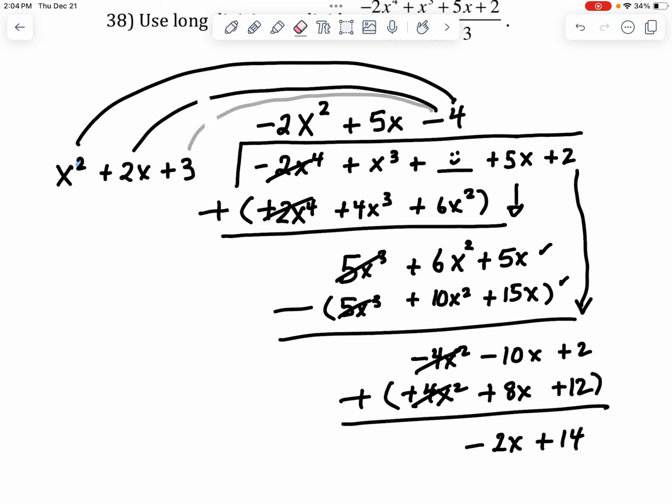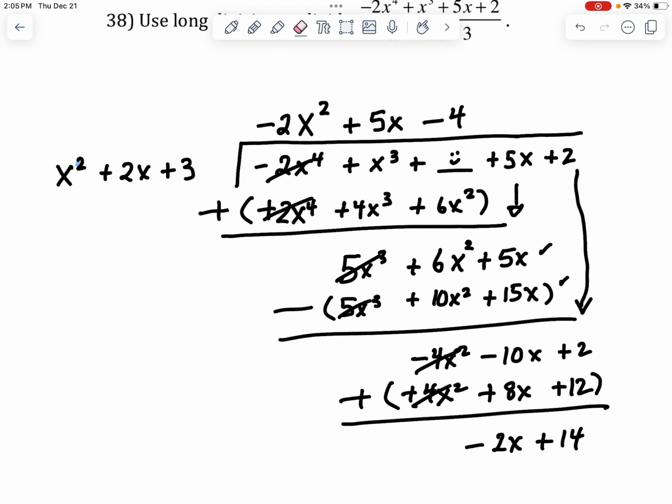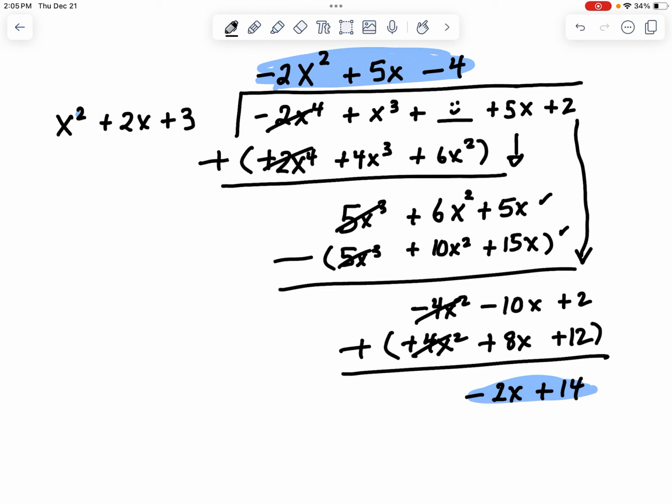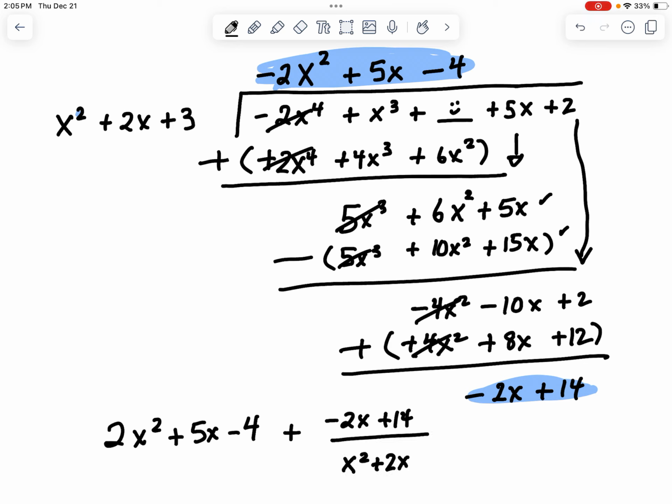And now we're done. I just have to write the answer out. First, this is how many times it divided in, and then this is the remainder. So my final answer is going to be 2x squared plus 5x minus 4, plus the remainder, 2x plus 14, divided by the x squared plus 2x plus 3.